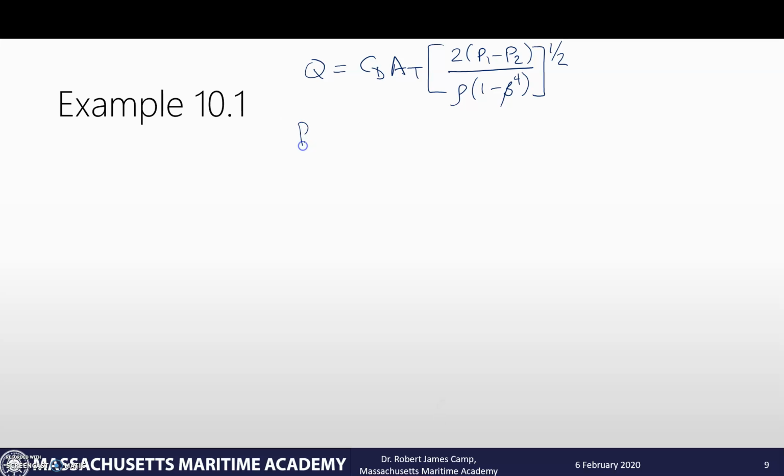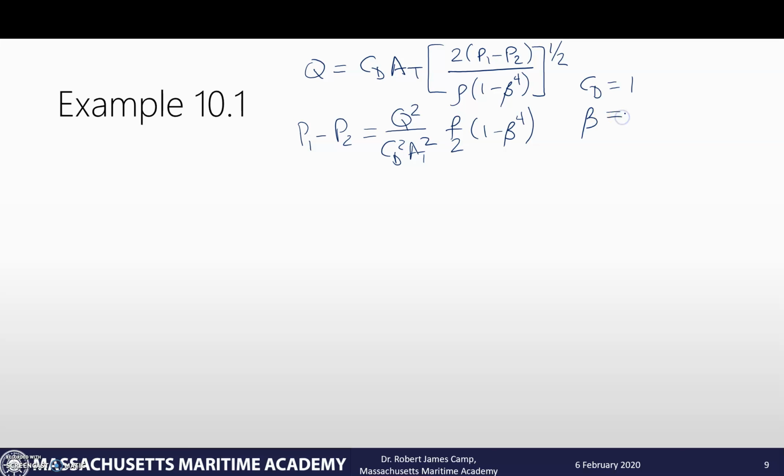we'll get pressure 1 minus pressure 2, isolated on this side, equal to Q squared divided by CD squared AT squared. So that takes care of all that. And then we're going to have rho over 2, 1 minus beta to the 4th. We can easily find all the stuff on this side. We know our discharge coefficient is 1. We can calculate out beta.